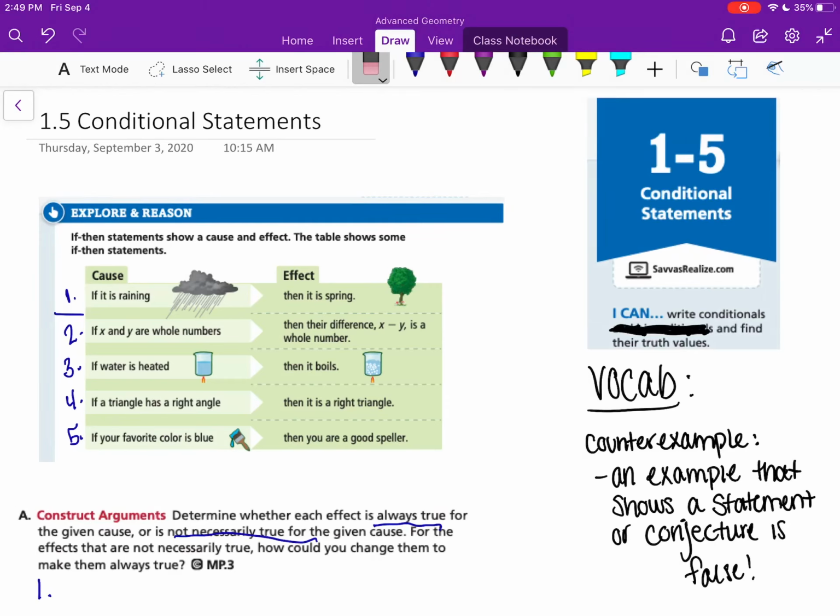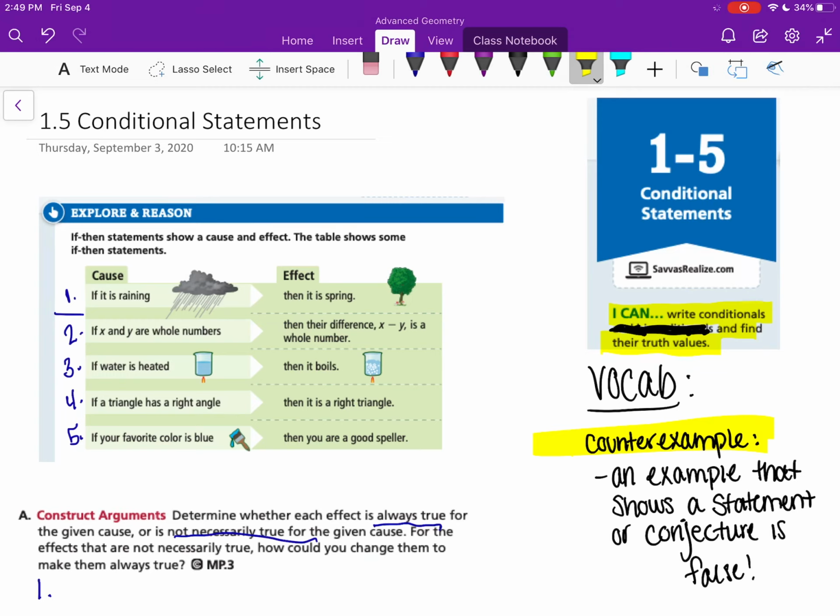This is section 1.5, conditional statements for geometry. Your learning objective is: I can write conditionals and find their truth values. Pay attention to a new vocab word, counterexample. It's an example that shows a statement or conjecture is false.